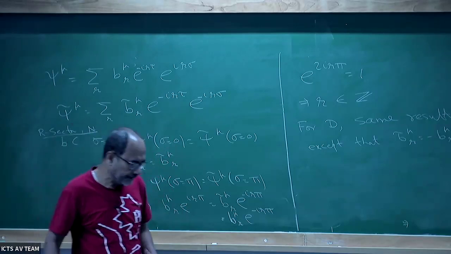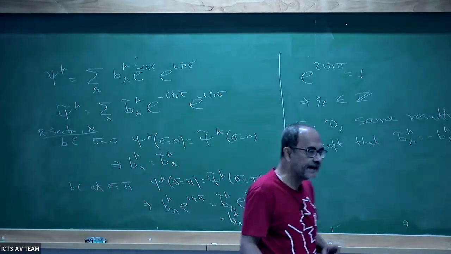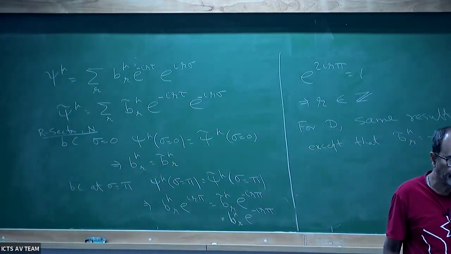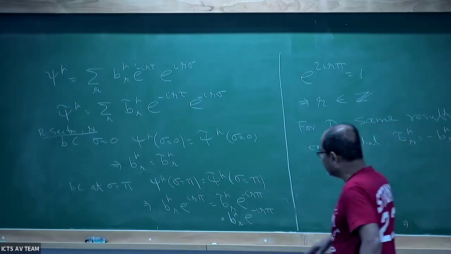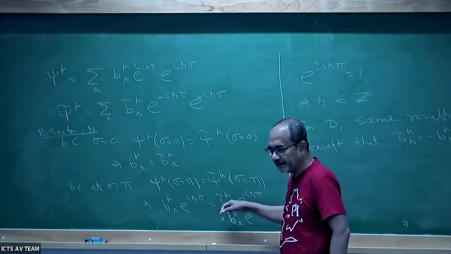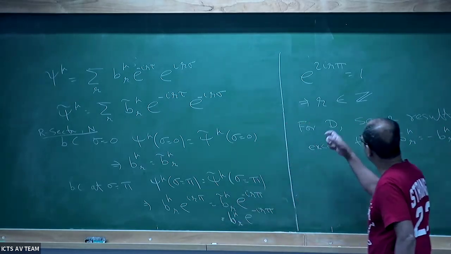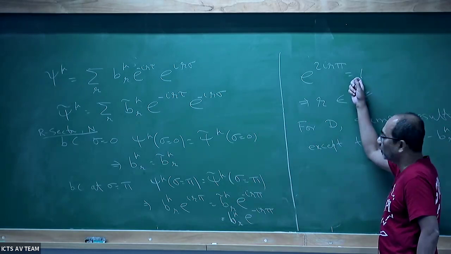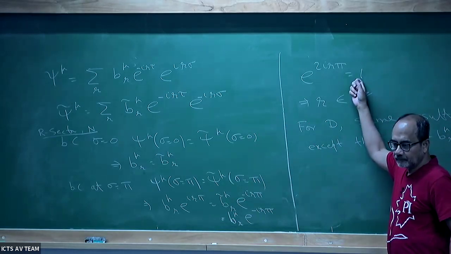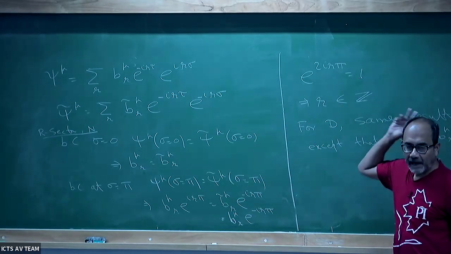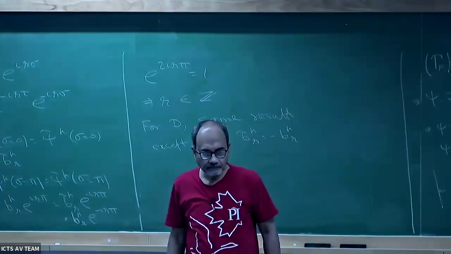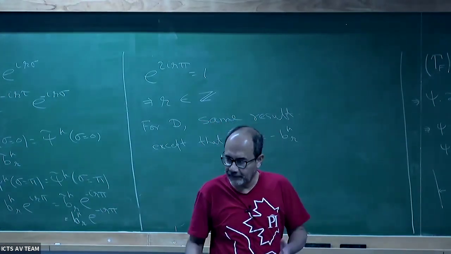But as we said, suppose it was ND. Then one of the signs will change here. Then it will become e to the 2i r pi equal to minus 1. Then r will be half integer. We'll still call it Ramond.